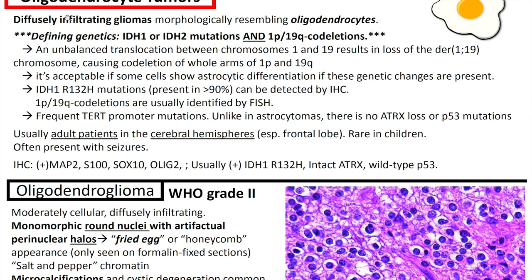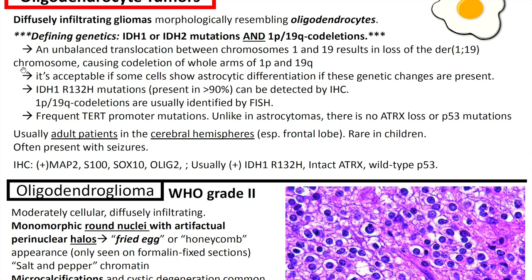All right, next up, we've got defining genetics for oligodendrogliomas. We have IDH1 or IDH2 mutations and 1p19q codeletions. This is an unbalanced translocation between chromosomes 1 and 19, resulting in loss of the der(1;19) chromosome, causing codeletion of whole arms of 1p and 19q. It's acceptable if some cells show astrocytic differentiation if these genetic changes are present. You can have IDH1 R132H mutations present in more than 90%, which can be detected by IHC. And 1p19q codeletions are usually identified by FISH.